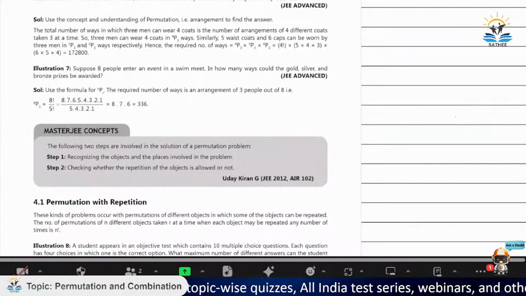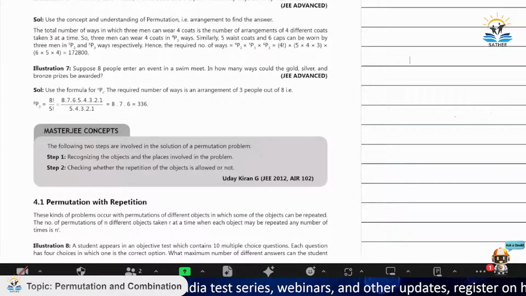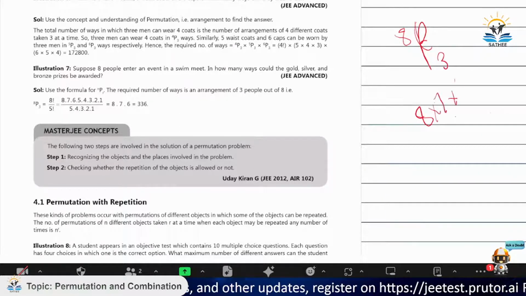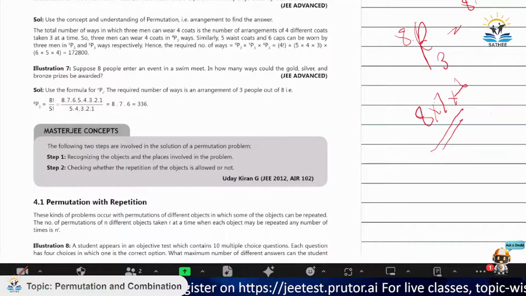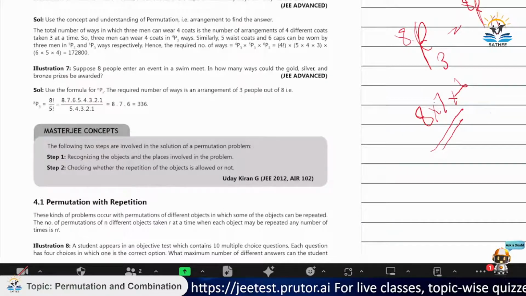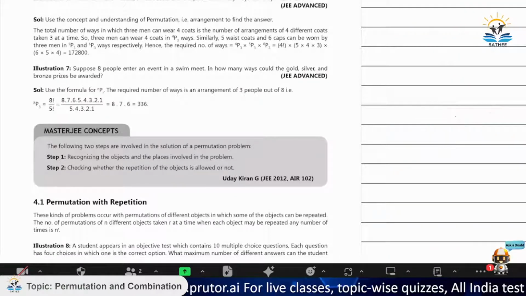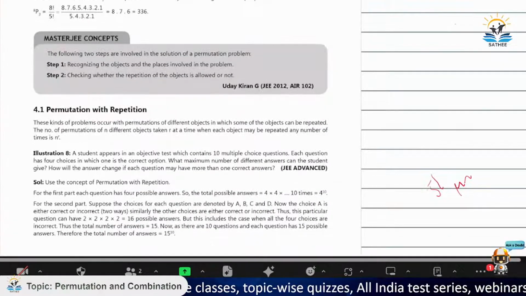Now, suppose 8 people enter an event in a swimming competition, and we want the number of ways for the podium, where the order matters. I have to choose 3, so 8, 7, 6, as simple as that. Now I would also like to tell you 8P3 is also nothing out of the box, right? This is a basic property that we have for permutation. Next, I'm really scared that this came in JEE Advanced, like guys, come on.